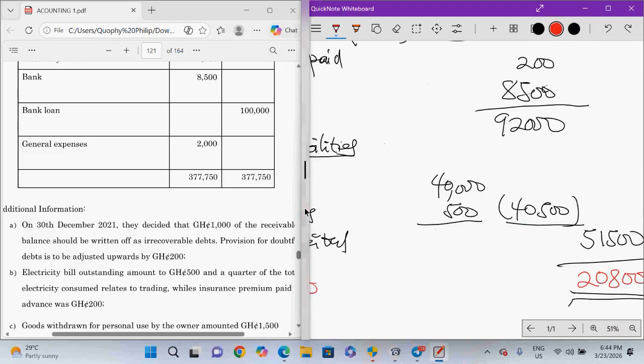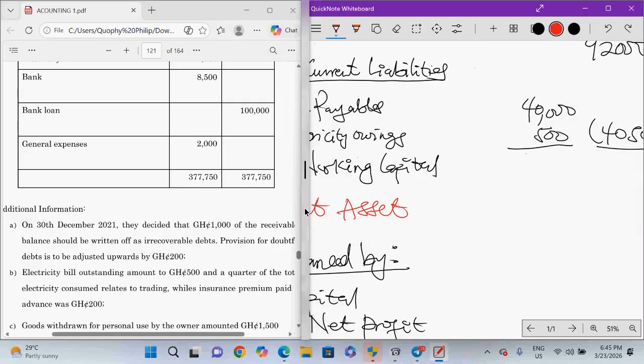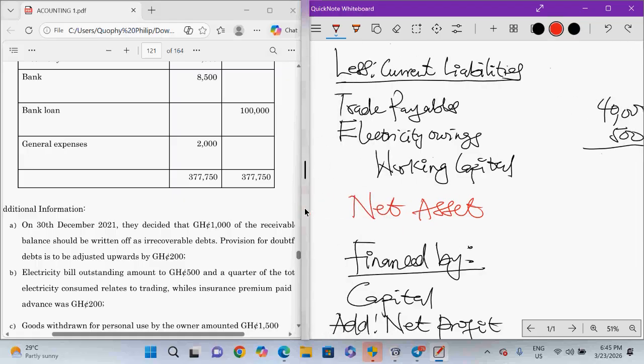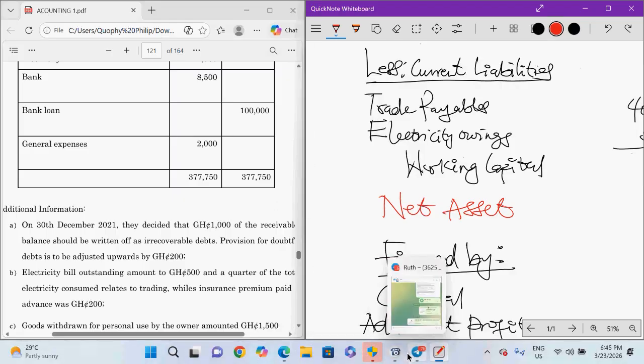All right, so this is how the income statement and the financial position look like. Any question? If there are no questions, we pause here for today. And tomorrow, God willing, we may solve another question on income statement. And if there is time, or maybe Wednesday, we'll look at it. Let me end the recording here, because it may be too long.